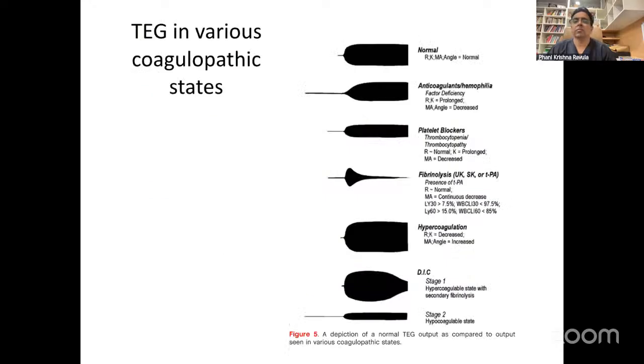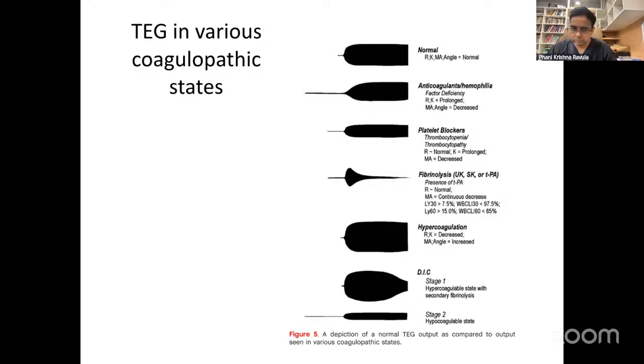So these are the TEG tracings in various coagulopathic states. This is the normal TEG. On the second graph, the starting process, that is R time, is prolonged, because of the presence of an anticoagulant or factor deficiency. On the third graph, the MA is less, the amplitude is less, so it may be because of platelet deficiency. On the fourth graph, we can see lysis happening. In that case, we have to give tranexamic acid to the patient.